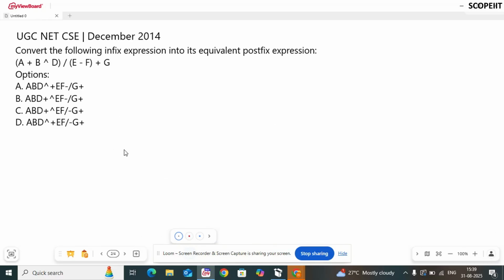This is your UGC NET December 2014 question. Convert the following infix expression to equivalent postfix. Postfix means, as I explained, it will become AB plus. Okay, the operator will be the last one. Now this is the question. Let us solve it. So A plus B caret D divide E minus F plus G. Now here the rounded bracket has the higher priority, and the rounded bracket also has associativity from left to right. So first we will solve this one.